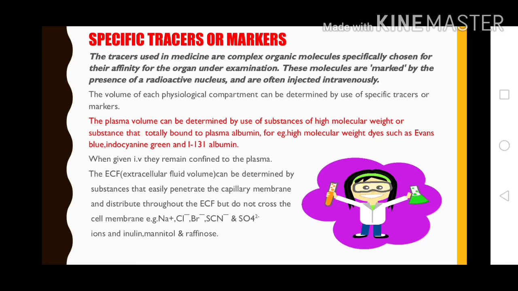The extracellular fluid volume can be determined by substances that easily penetrate the capillary membrane and distribute into the extracellular fluid, but do not cross the cell membrane, like sodium, chlorine, bromine, cyanide, thiocyanate, and sulfates, and also inulin, mannitol, and raffinose. These are examples of ions or biological substances which do not cross the cell membrane easily.